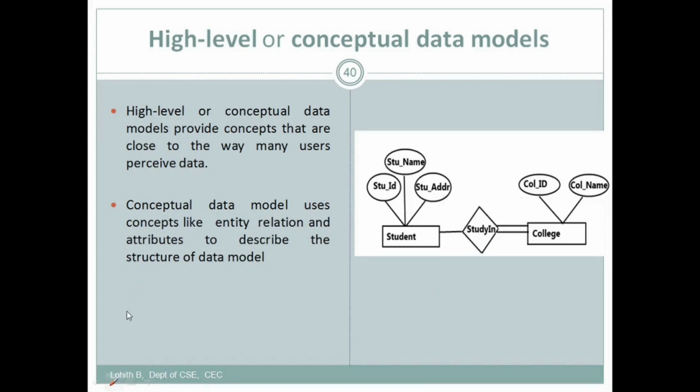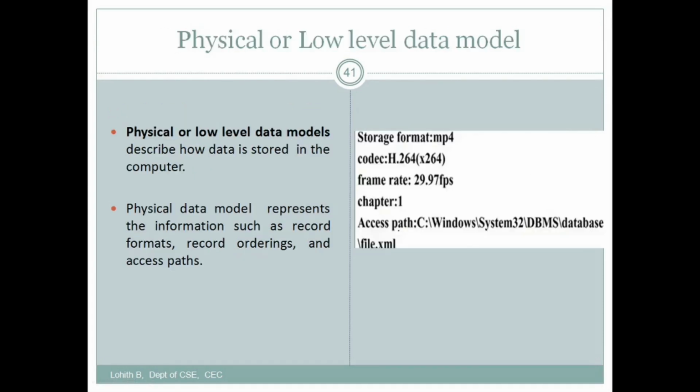You can see over here, in the diagram, we have two relations, that is student and college, and the relation between student and college is student studying in college. We also have attributes of student, that is student ID, student name and student address, and the attributes of college are college ID and college name. So this is called the ER model, entity relationship model. Just by looking at this model, a common man who doesn't have any technical knowledge can understand the structure of a database.